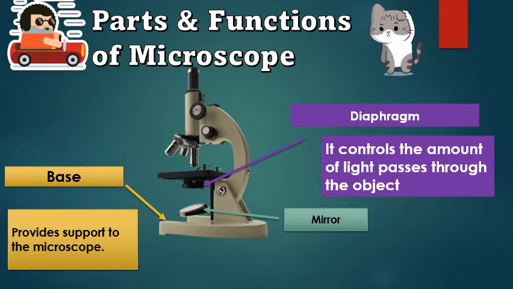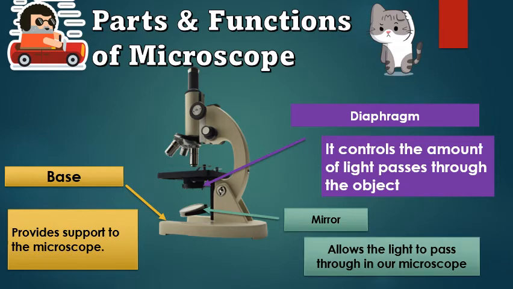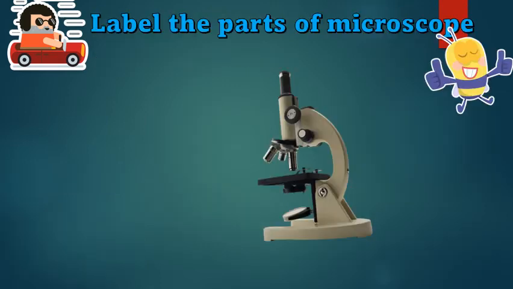Then we have the mirror. It allows the light to pass through our microscope so that we can observe our specimen. Now that you already know the different parts and functions of our microscope, it is the right time to label or identify those parts.